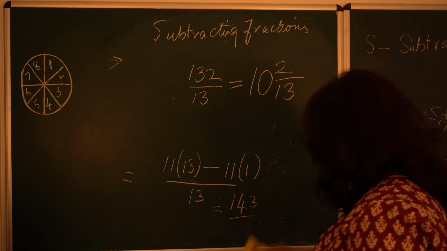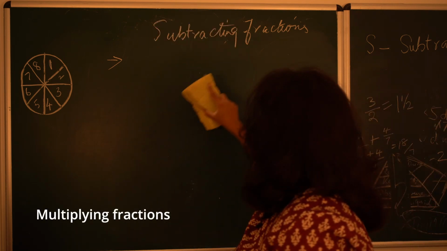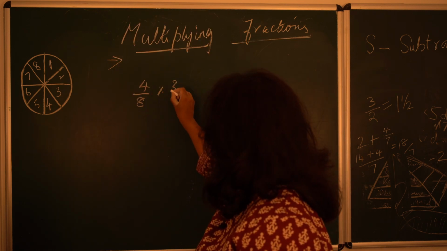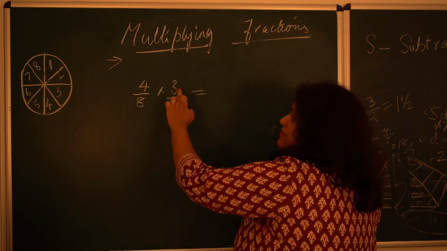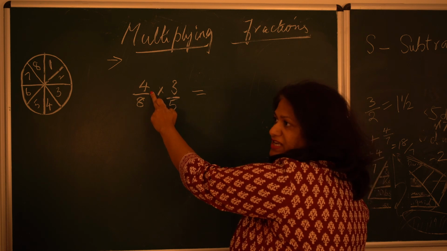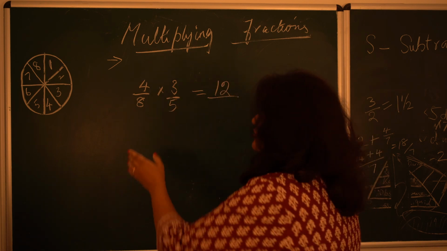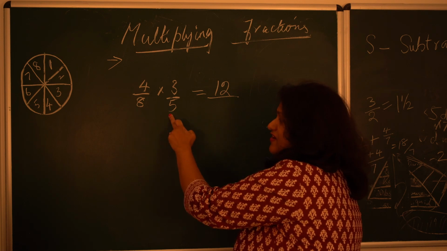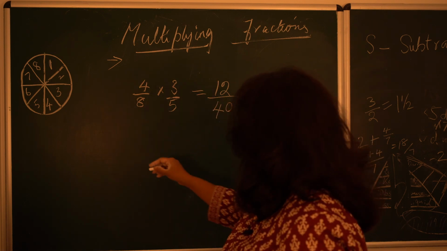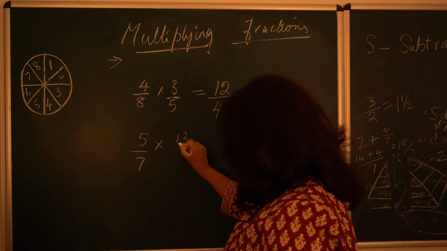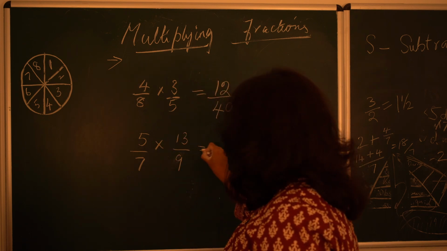Now let's move on to multiplying fraction. How do you multiply in fraction? First case, 4 by 8 into 3 by 5. Numerator will be multiplied with the numerator of the next fraction. Multiply the numerators together, 12. Multiply the denominators together, 8 times 5, 40. Answer. Next one. Let's say 5 by 7 into 13 by, let's do it this way, 13 by 9.